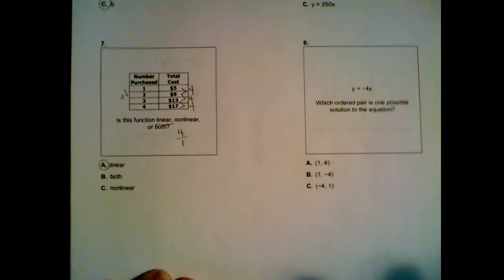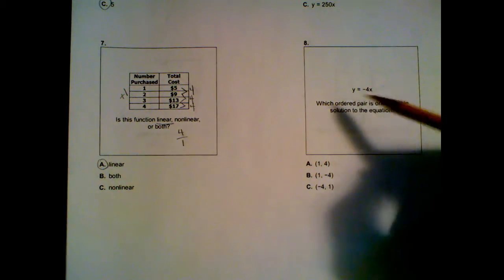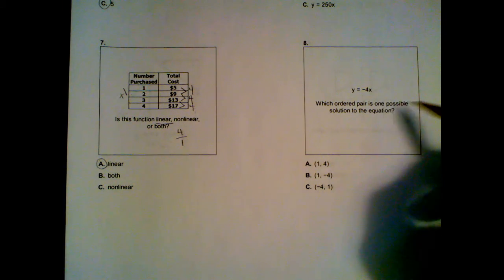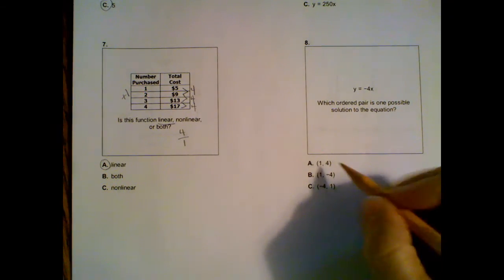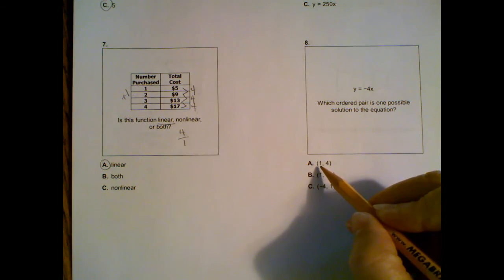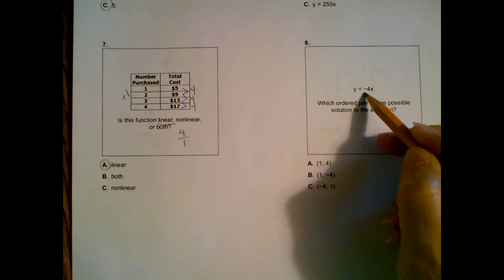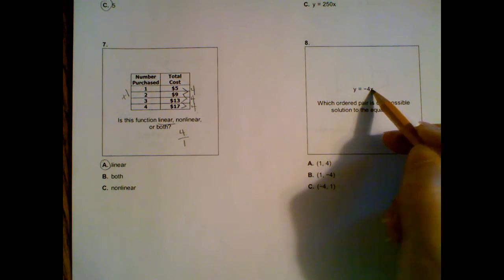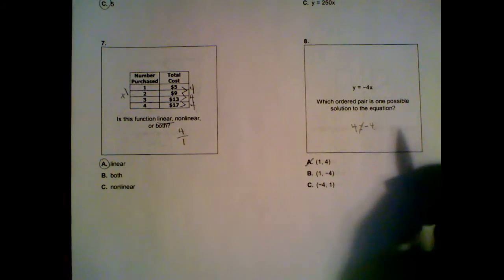For number 8, Y equals negative 4X. Which ordered pair is one possible solution to the equation? So all I need to do is plug in my X and my Y values to see if they equal. So if I plugged in this one, negative 4 times 1, of course, is negative 4. And 4 does not equal negative 4. So I can rule that one out.